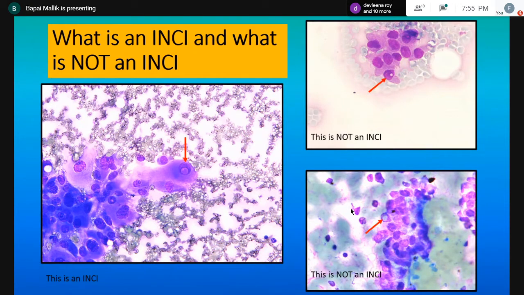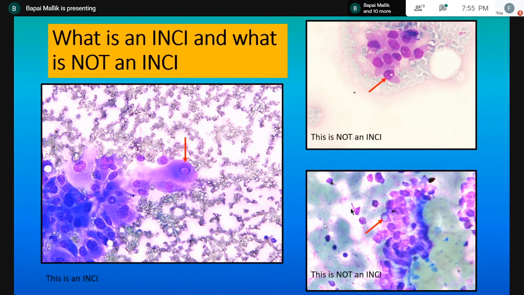But then, I think in the previous webinar, I was asked, are there any inclusion lookalikes? Actually, there are. You are going to see this slide again a little bit later on, but this is what an inclusion should look like, especially on an MGG. But this is not an inclusion, by the way. This is some kind of an artifact which has come on the cell, and this again is not an inclusion. If you compare the color, these are RBCs. So this is possibly an RBC which is lying on top of a cell, giving it an appearance of an inclusion, but this is not an intranuclear cytoplasmic inclusion.